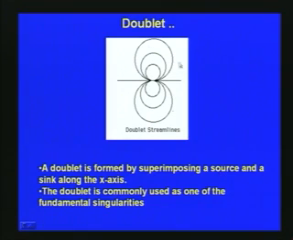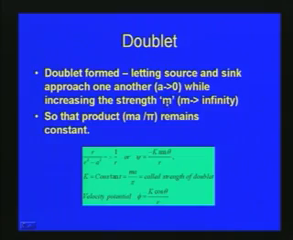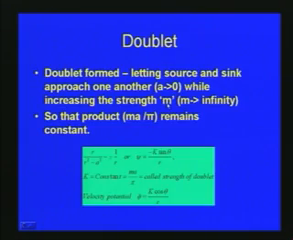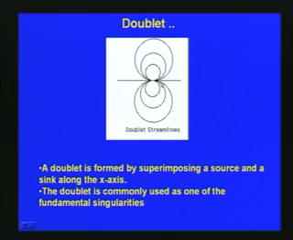You can see, with respect to the previous slide, that the source and sink approach the origin. It is represented here, where both the source and sink approach the origin, so that the doublet streamlines are plotted like this. Finally, we can say that a doublet is formed by superimposing a source and a sink along the x axis like this, and the doublet is commonly used as one of the fundamental singularities.